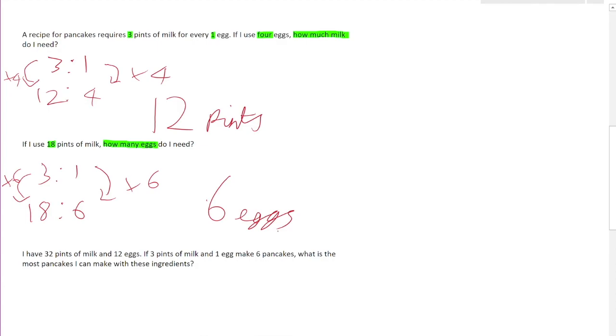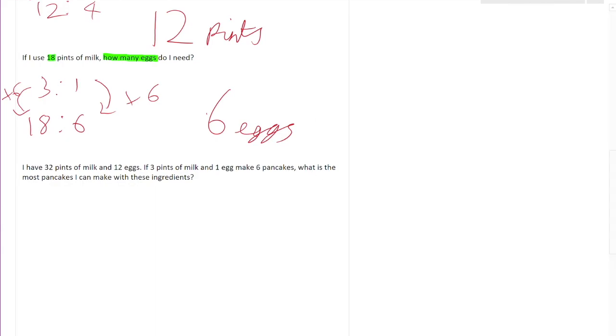Okay, and then there's a lovely part C for you to have a go at as well. This is slightly different, but have a go, see if you can work out what's going on, and I will give you the answers in a minute. Do pause if you want a bit more time. But okay, so we have 32 pints of milk and 12 eggs. And if our ratio of 3 to 1 makes 6 pancakes, what is the most pancakes we can make?